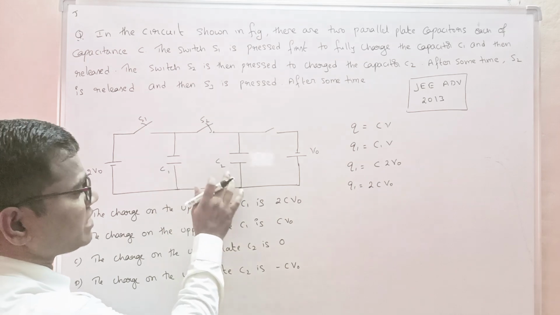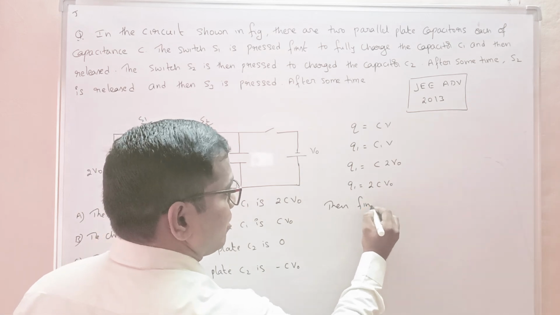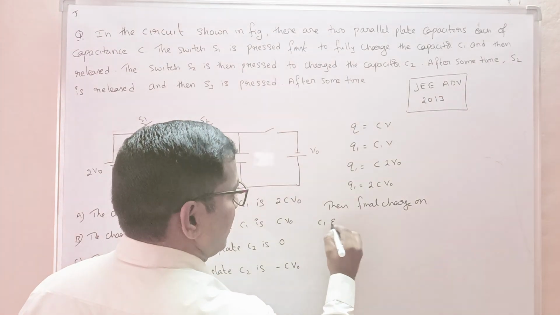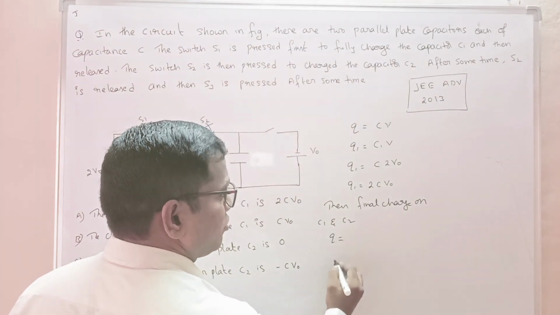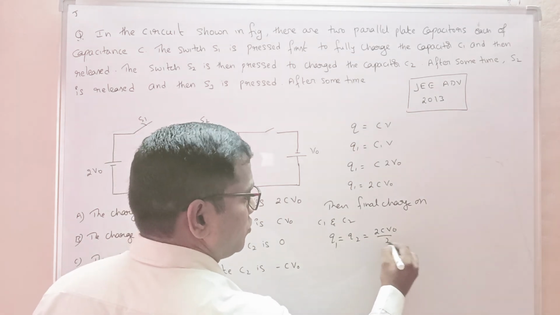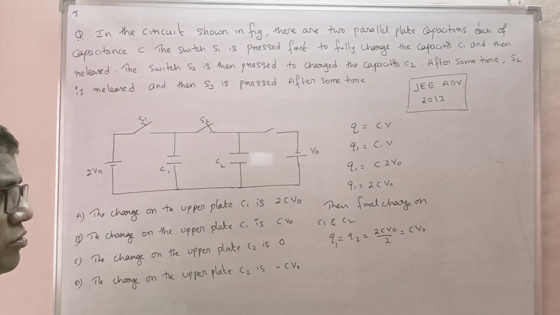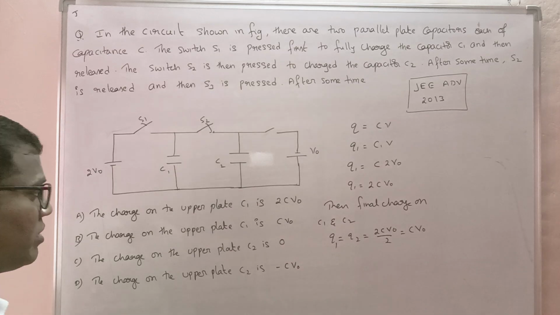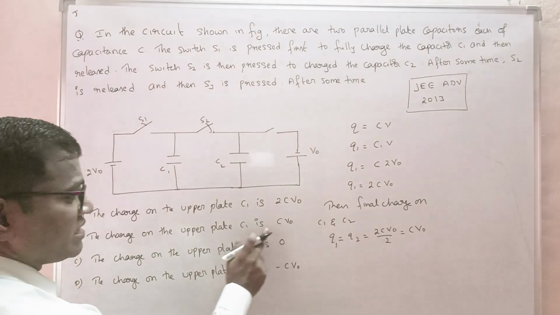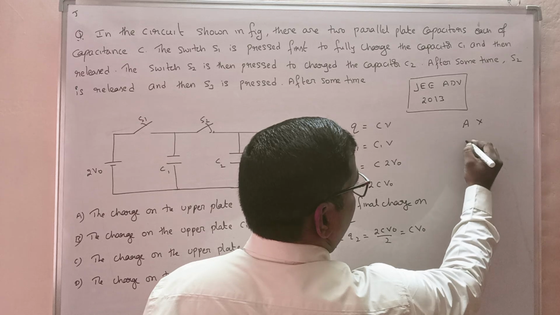So when they share the charge equally, the final charge on C1 and C2 becomes Q1 equals Q2 equals 2CV0 by 2, which is equal to CV0. So here, the first option is wrong. The charge on the upper plate of C1 is CV0, so the second option is correct. So option A is wrong and option B is correct.